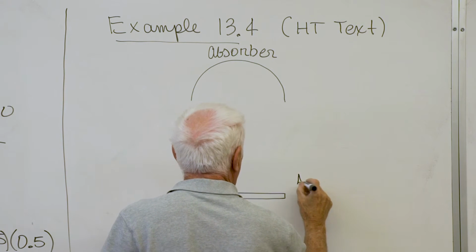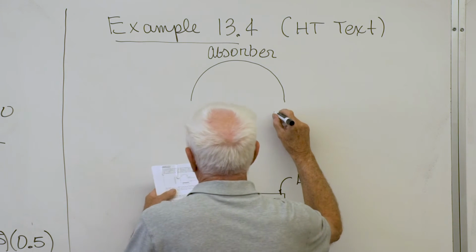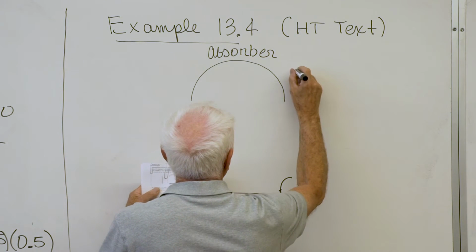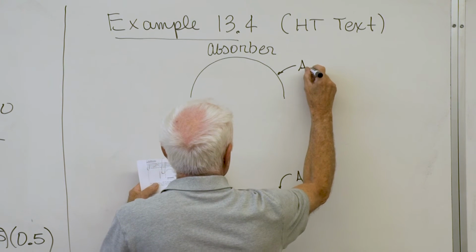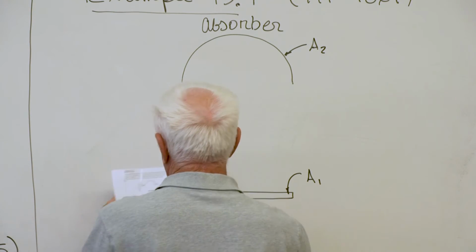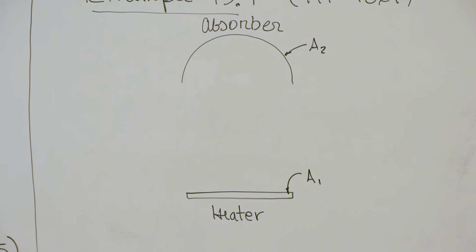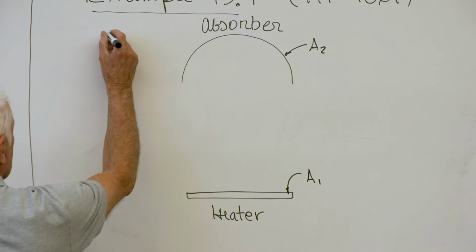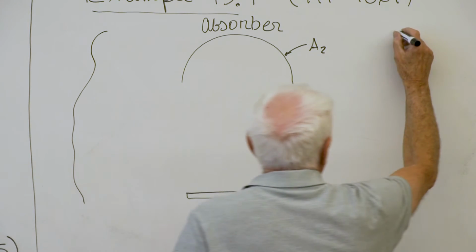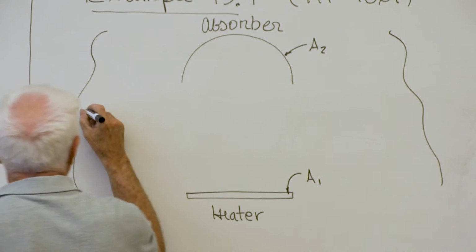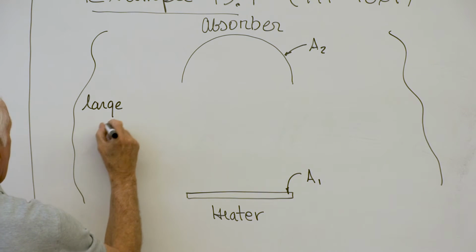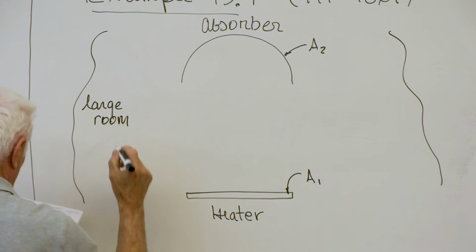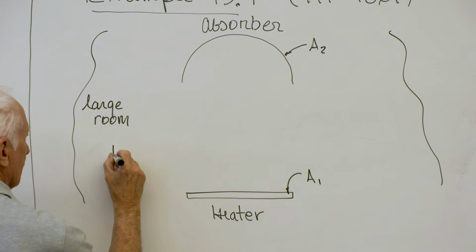This is surface A1. It's a heater down here. And this is the absorber surface. It's at temperature T2, let's see what I'm given here. I'll put that down just a minute. This is in a large room whose walls are at T surroundings.